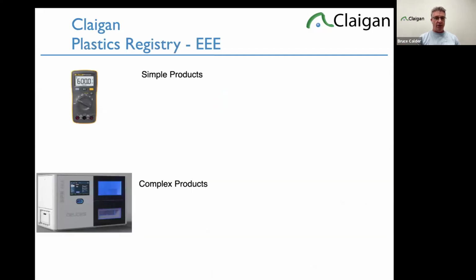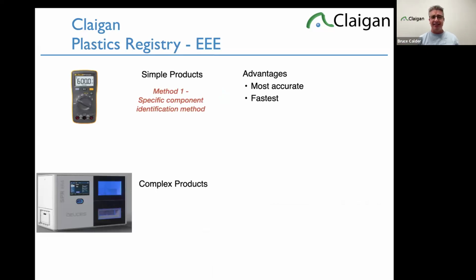So why do we do it this way? Simple products, we use method 1. The advantage is it's the most accurate and preferred by the Canadian government. It's the fastest. Testing would take forever. This multimeter is like half a day. We're giving it to somebody who's done 50 to 100 of these, with a process to follow and every tool he needs, because he's done so many. It's so much faster, and it's the lowest effort by you. You just hand it over, we'll take care of it.